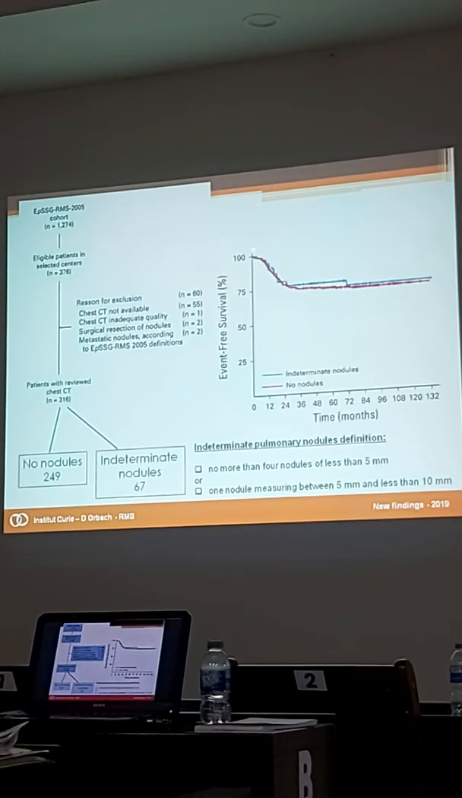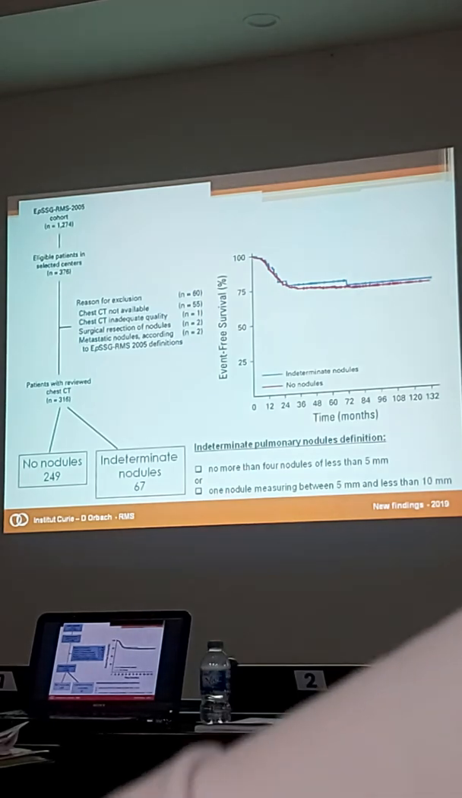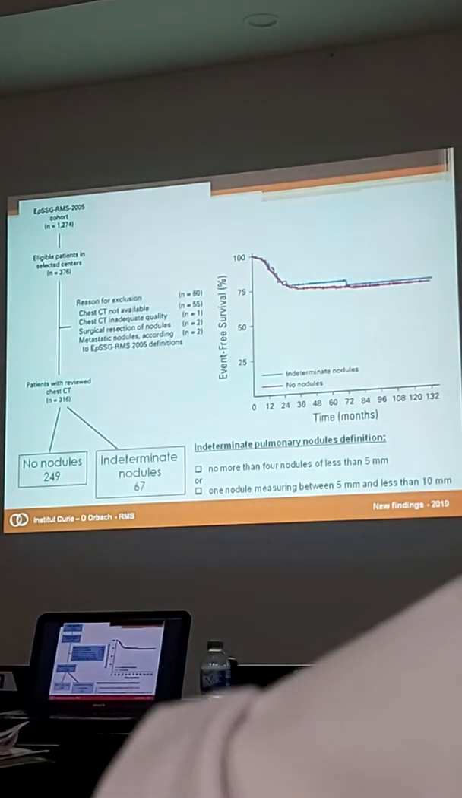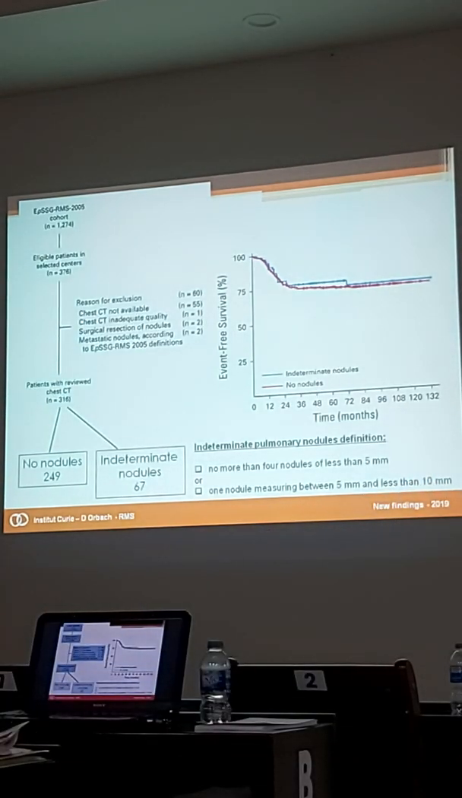And when you analyze the outcome of this patient, the outcome was exactly the same as the patient who has no nodules. So in the future protocol, we will consider that if you have no more than 4 very small nodules, or only 1 nodule between 5 and 10, you can treat this patient as localized disease. Maybe it's small metastasis, maybe, but the prognosis is exactly the same, so we don't have to intensify the treatment if you have very small lesions.